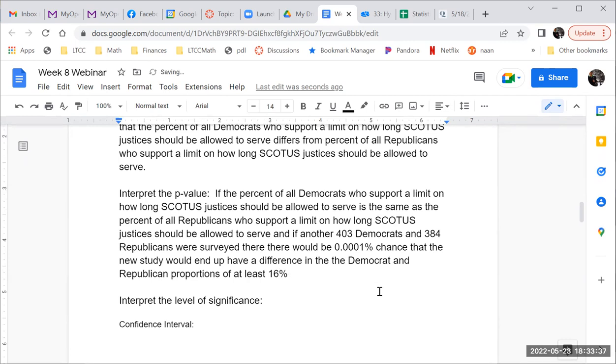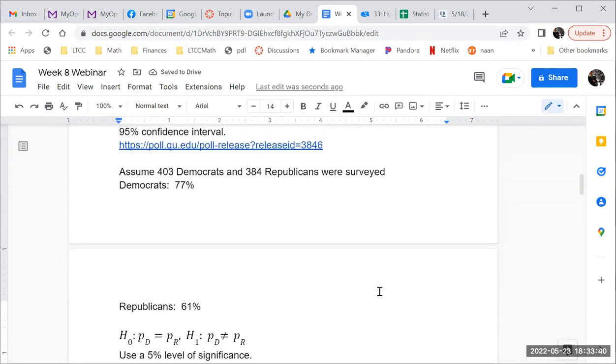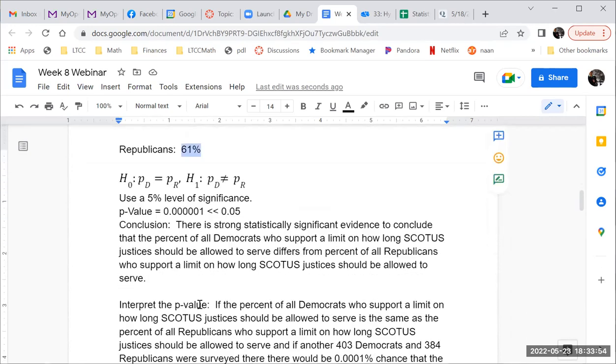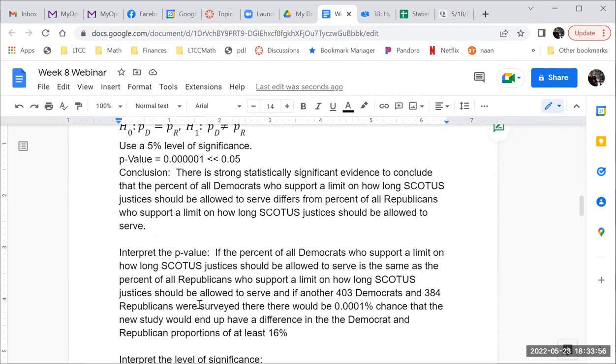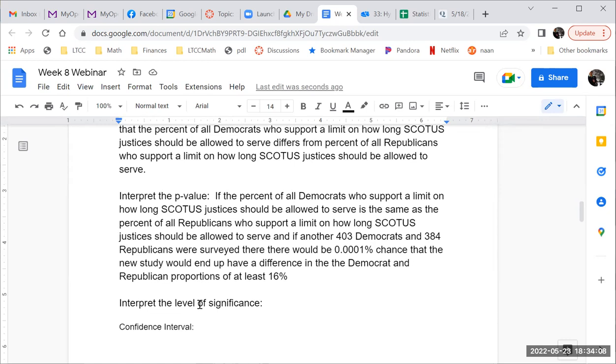How did I get the 16%? Is it because it's 77 minus 61? Yep, because that's how different they were in our survey. And it's always at least as much as what our survey got. In this case, we got a 16% difference. So if they were equal and you surveyed, it's a very, very, very small chance you get at least a 16% difference. Any questions on that?